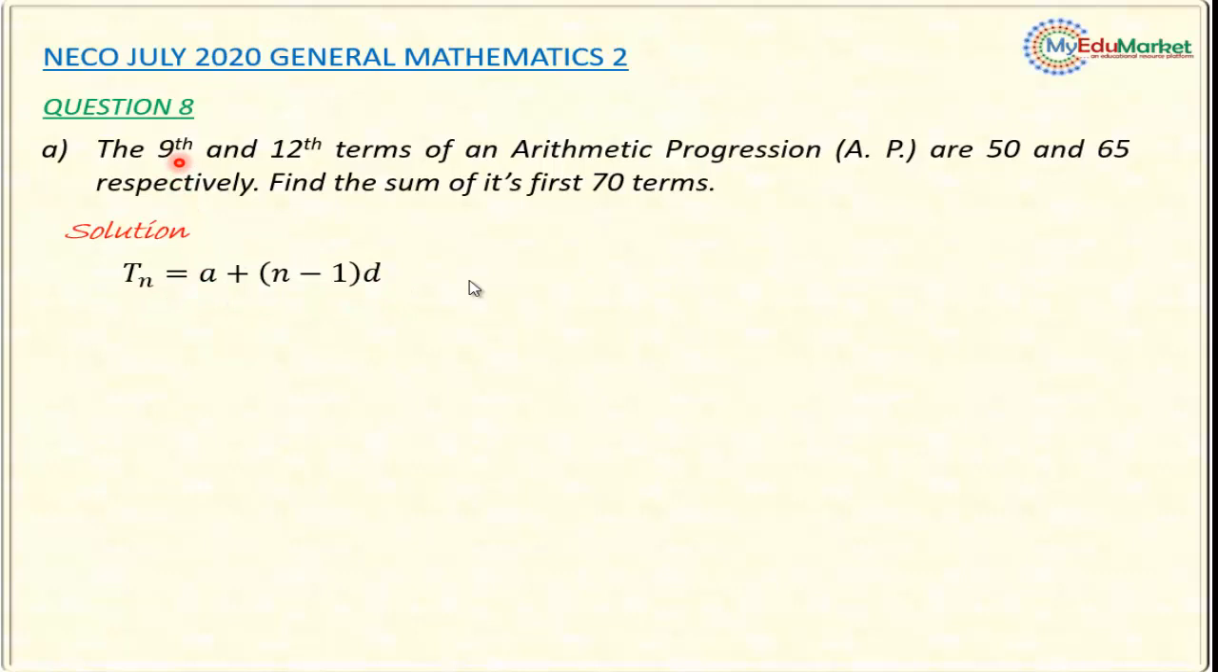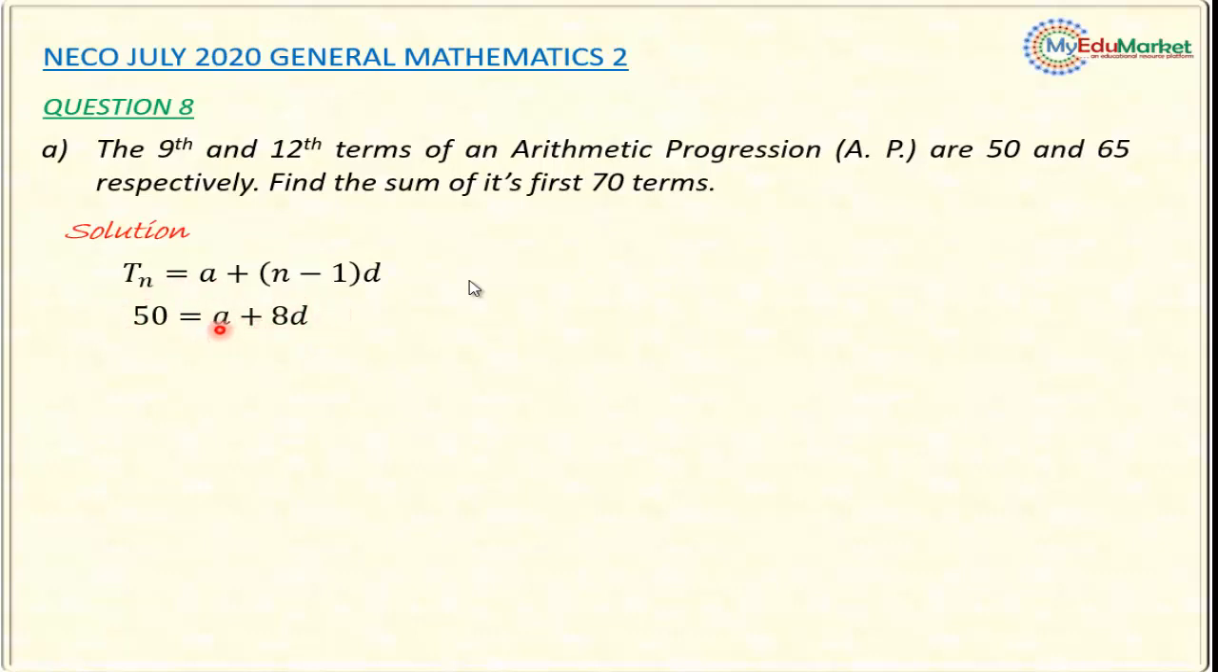For term number 9, which is given as 50, I'm going to replace Tn by 50, but in that case n will be 9, so I'm going to have 9 minus 1 over here. Let me substitute: I'm going to have 50 equals a plus 8d. Why this 8? Because if I'm using term number 9, n is 9, so 9 minus 1 gives 8. So I have 50 equals a plus 8d.